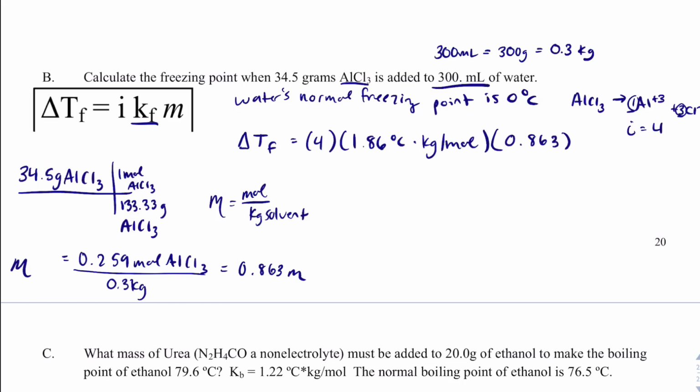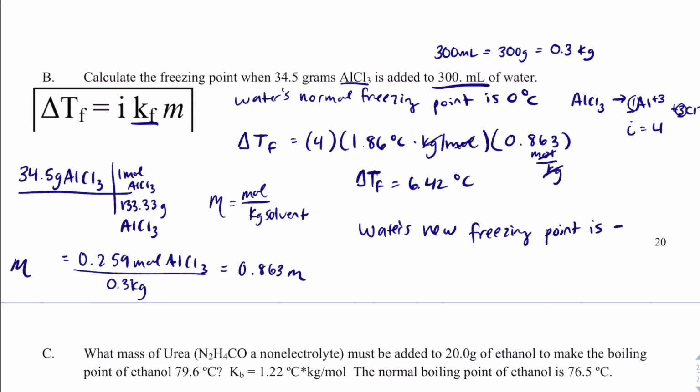And when I plug this in, 4 times 1.86 times 0.863, my change in freezing point, delta TF, is 6.42 degrees Celsius. Okay, so what does that mean? Water's new freezing point is negative 6.42 degrees Celsius. That's because this is telling you how much the freezing point changed. It starts at 0. It was depressed by 6.42 degrees Celsius, so water's new freezing point is negative 6.42.